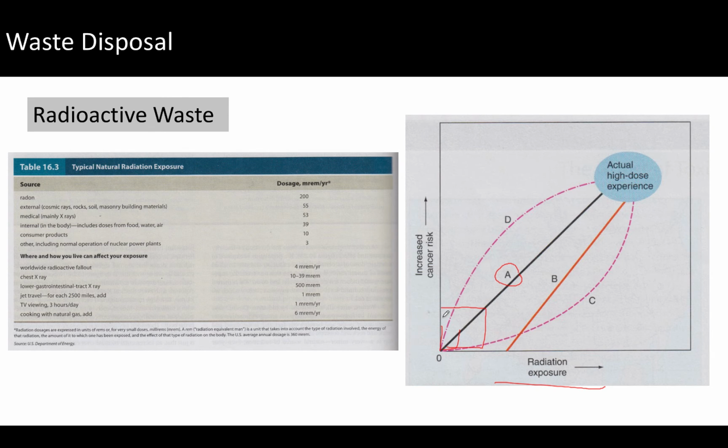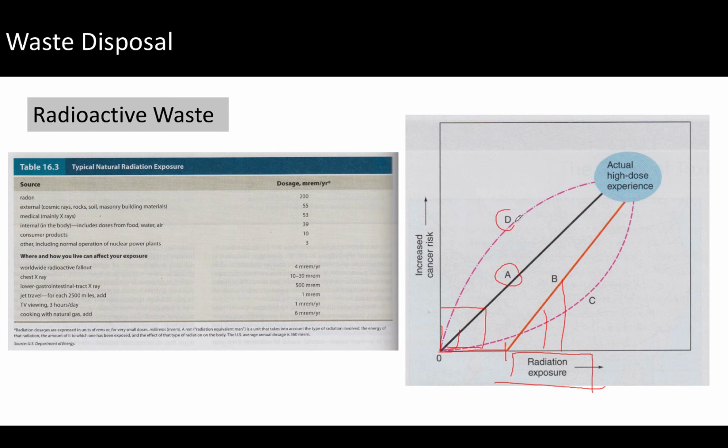The truth is we don't actually know what path is followed here. So it's possible that there's a limit, and that's what we call a threshold. That's path B, where nothing happens. We don't see any risk increase until we reach a radiation exposure limit. Let's say that exposure is like, I don't know, 10 x-rays or 100 x-rays or 1,000 chest x-rays, right? After 1,000 chest x-rays, we start to see the probability, okay, the risk of cancer increasing.